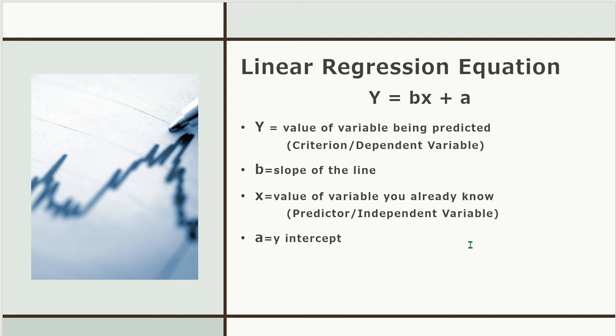Y is the value of the variable being predicted, or in other words, the criterion or dependent variable. B is the slope of the line. The x is the value of the variable that you already know, or the predictor or independent variable, and a is the y-intercept. It's where y crosses the line if x equals 0.